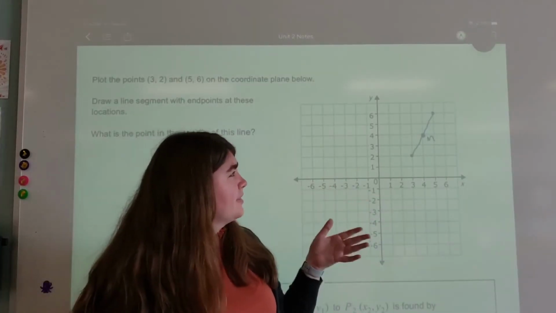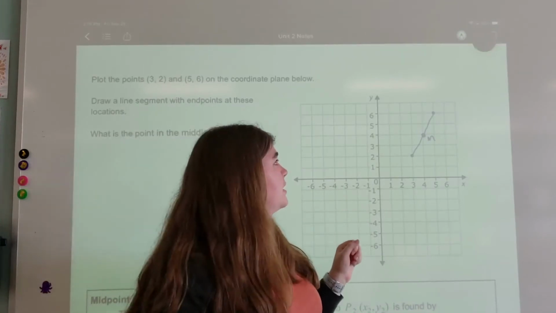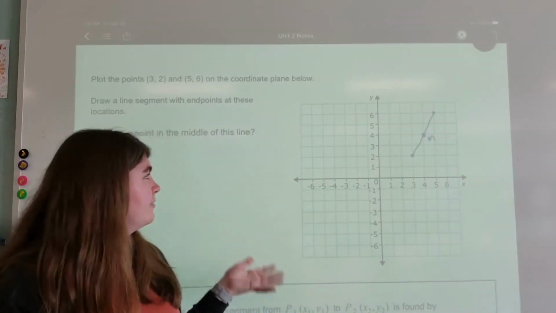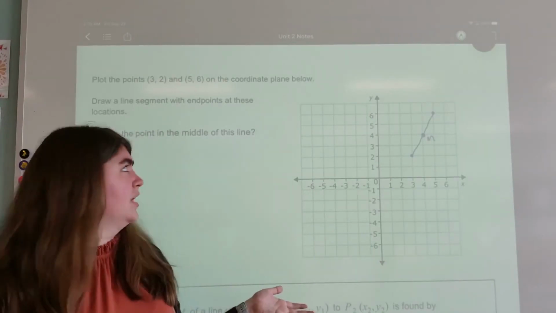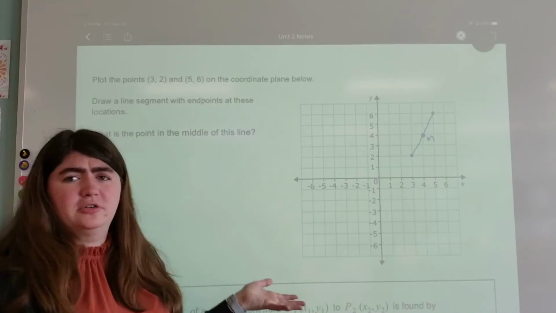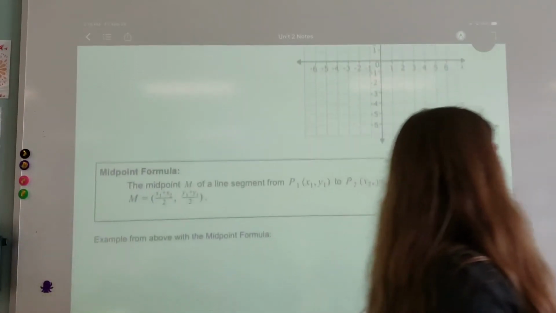All right, so that's one method, and this one method works. You also might have been able to look at this and say, oh, well, that's pretty easy. That's a small line, it crosses right over. But what if the line isn't so easy? And what if I only gave you these points and I didn't have a graph for you to graph them on? Well, that's when we use something called the midpoint formula.